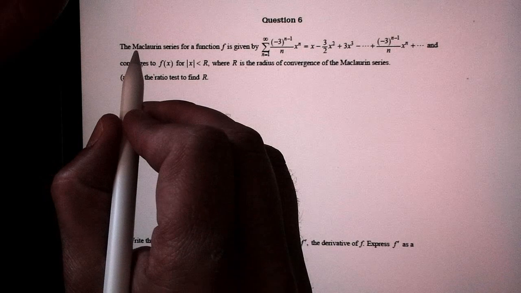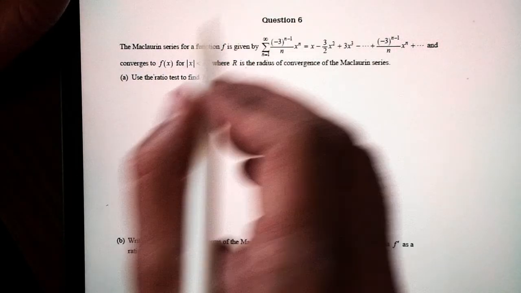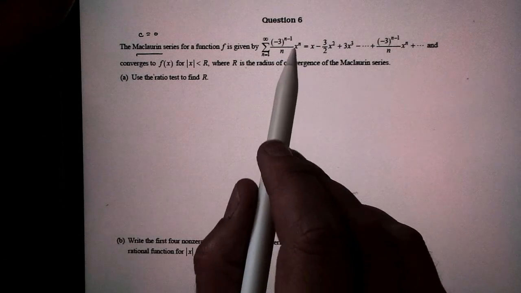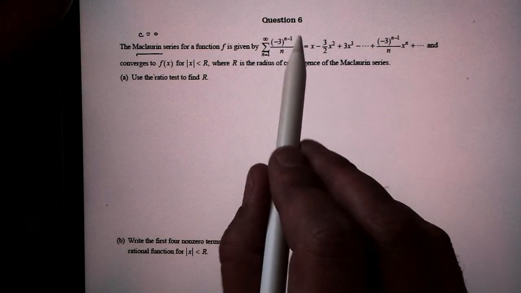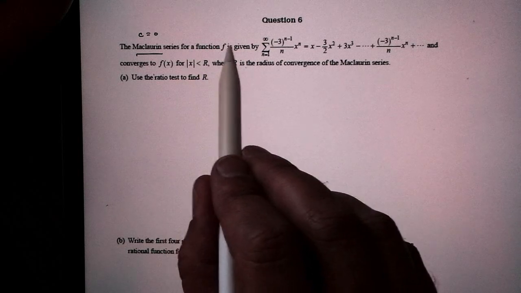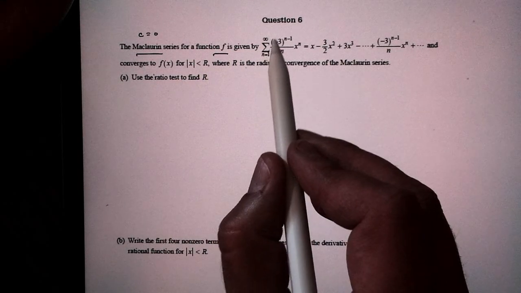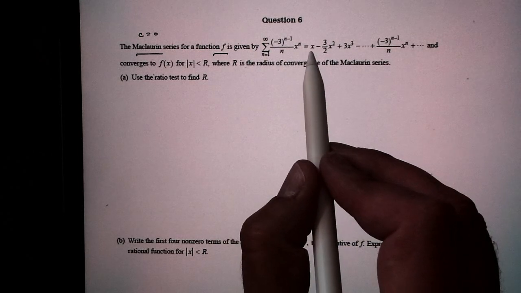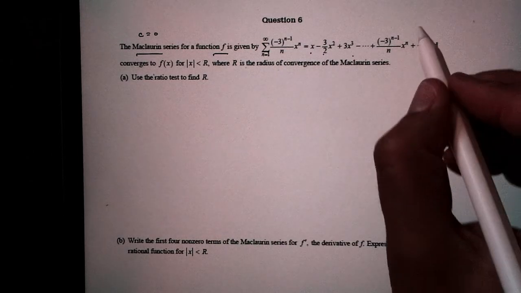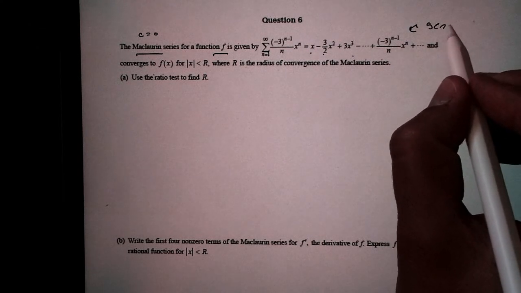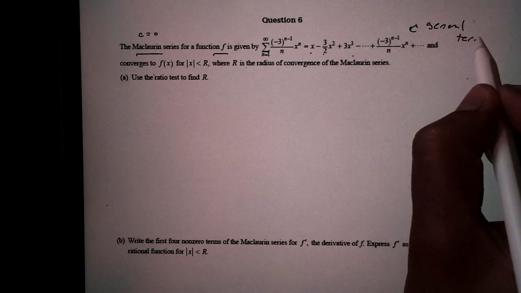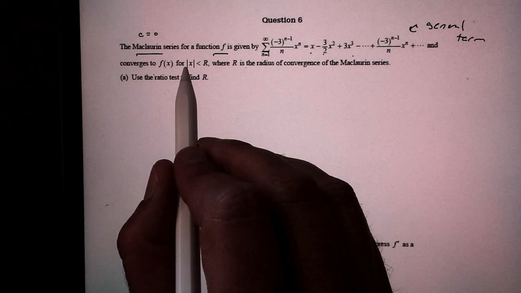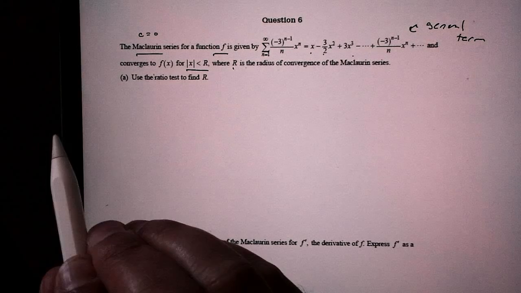Now we should hopefully remember that if it's Maclaurin, they're telling us that the center is 0, and they say that the function f can be represented by the following Taylor series, or Maclaurin series here. And they give us the first 1, 2, 3 terms, and of course the general term right there. And we're told that it's going to converge for all x's within a certain radius of convergence.